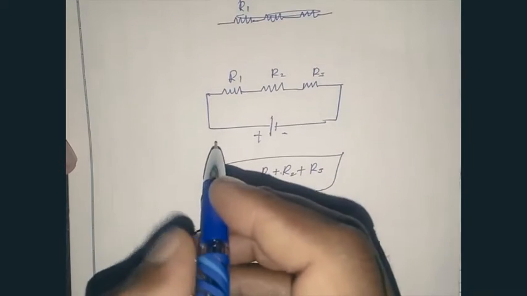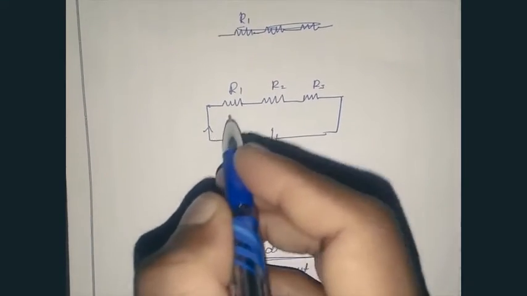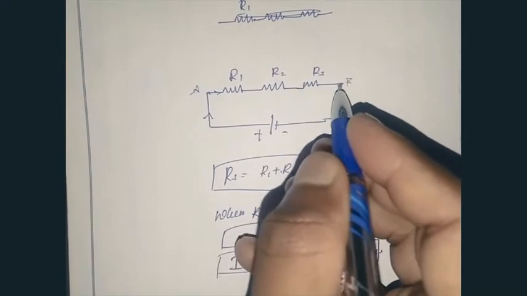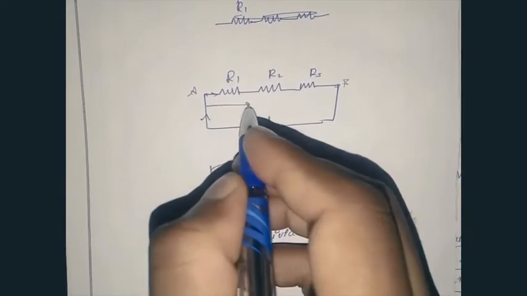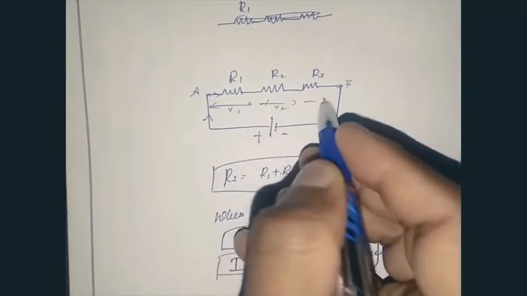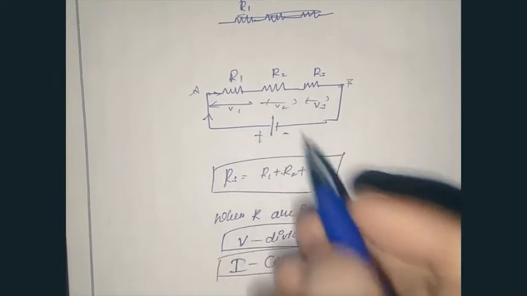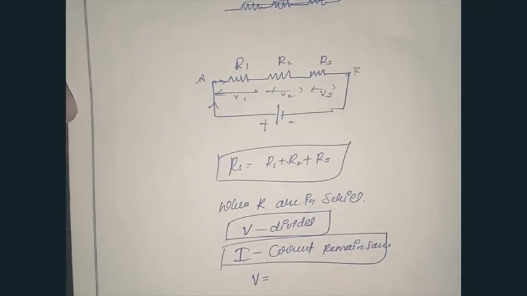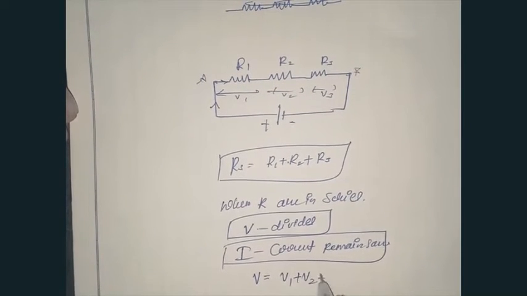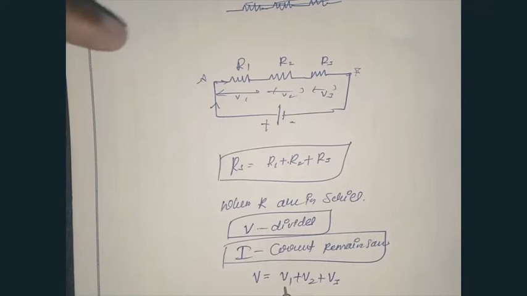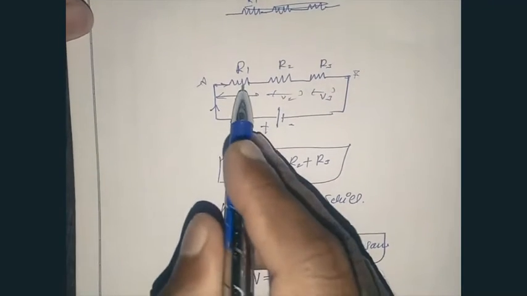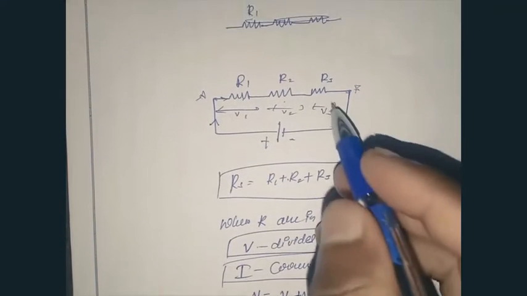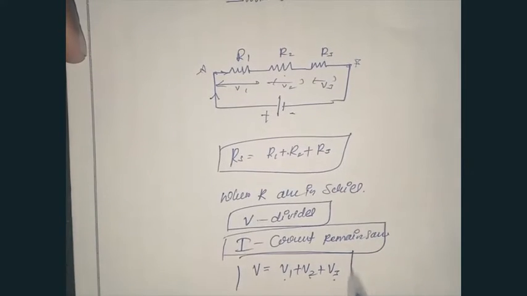So you can see here, when the current flows in these directions, what happens? There will be the same current throughout the circuit, at A and B, where the voltage divides as V1, V2 and V3. I can write the effective voltage V is equal to V1 plus V2 plus V3, where V1 is the potential difference across R1, V2 is the potential difference across R2, and V3 is the potential difference across R3, and so on. Right, so this is what you must know properly.